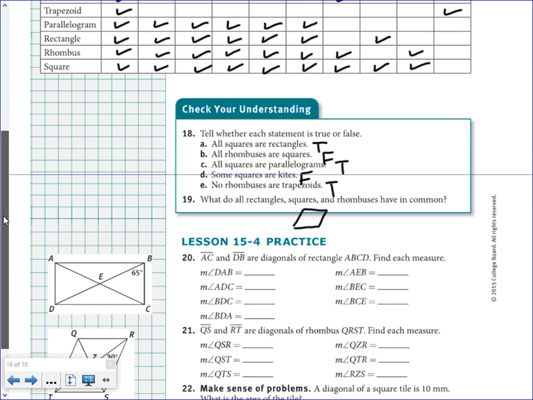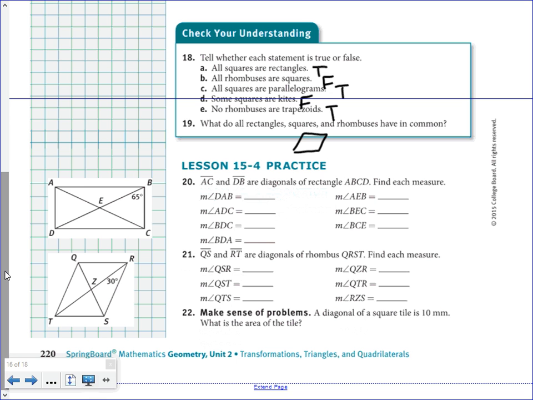So now we're going to look at a couple of practice problems. We have a rectangle, and we have diagonals. So we know that all of these diagonal parts are congruent. Since it's a rectangle, we know that our angles are right angles. So if they tell us this angle is 65, I know that this angle here is 25 degrees. Also, this triangle here is an isosceles triangle. So if this angle is 65, this angle is 65 degrees as well.